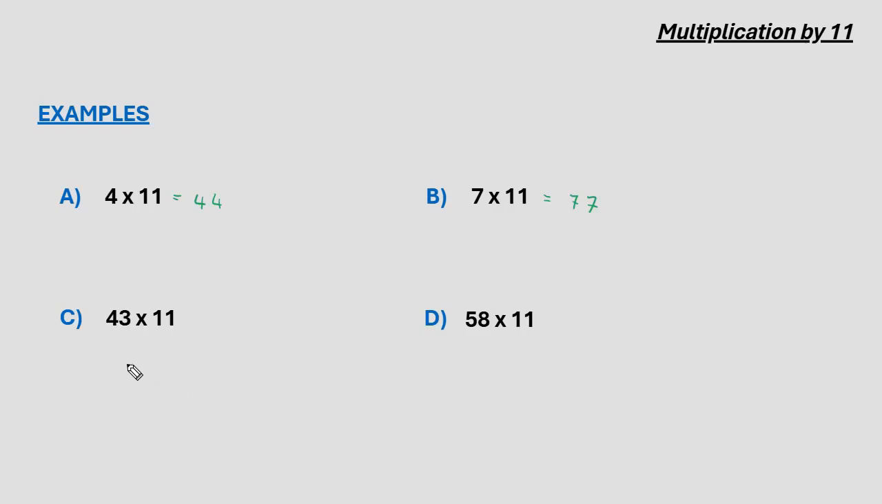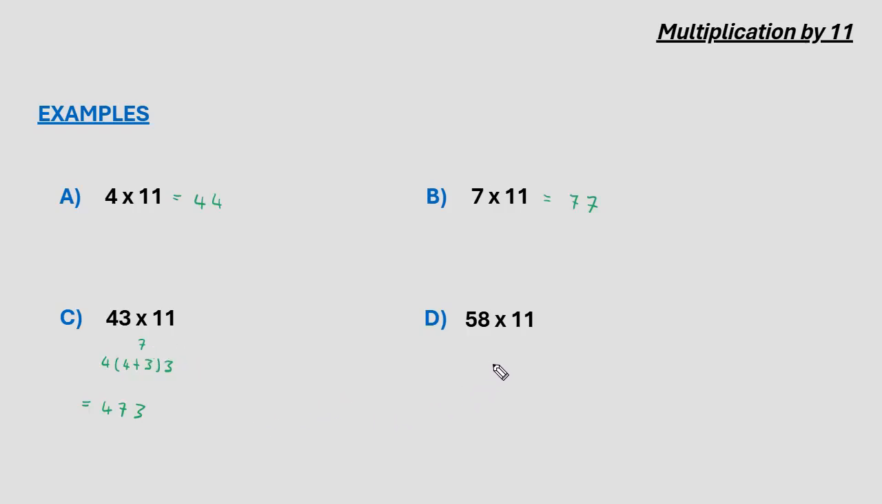What we can do is look at the number that we're multiplying 11 by, write the first digit, the second digit, open up brackets between them, and inside these brackets carry out an addition of the two digits together. 4 plus 3 gives us 7. Therefore, the answer to 43 multiplied by 11 is 473. Now that was how things worked when the two digits in the number add up to a number that is less than 10.